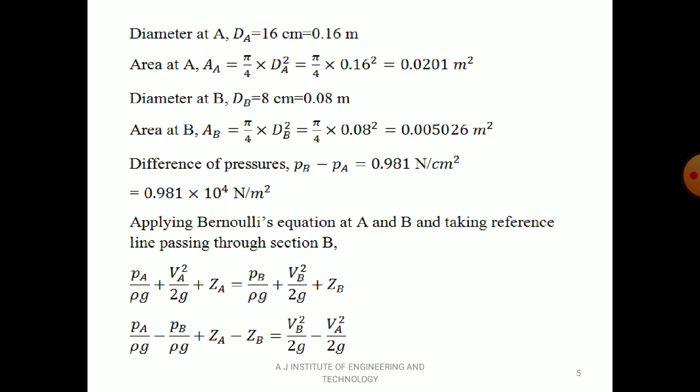Difference of pressure. So it is given in the problem, pressure at B is greater than pressure at A by 0.981. So PB equal to PA plus 0.981. So PB minus PA, the difference of pressure, becomes 0.981 Newton per centimeter square.